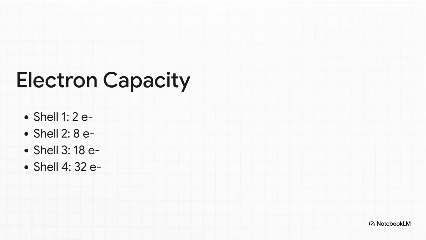Makes sense, right? And, keeping with our building analogy, just like the upper floors of a giant skyscraper usually have way more square footage, these higher quantum shells can hold a much larger maximum number of electron tenants. Shell 1 is tiny. It holds only up to 2 electrons. But jump all the way up to shell 4 and wow, you have enough space for up to 32 electrons. That is a massive jump in capacity.